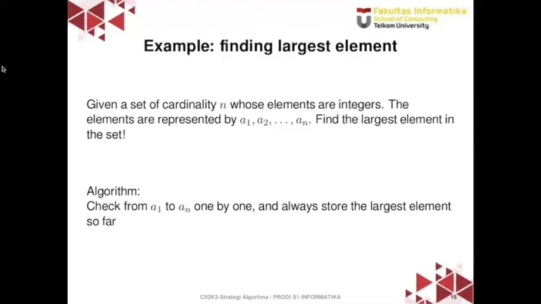First, because we don't have anything to compare, we assume that a1 is the maximum, the largest one. And then we compare max with a2. If max is larger, we move to the next target, but if it's not, then we update the max, and so on until we check an, so that we have the largest element stored in max.